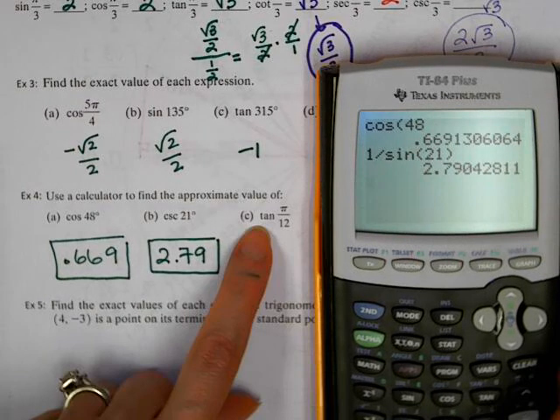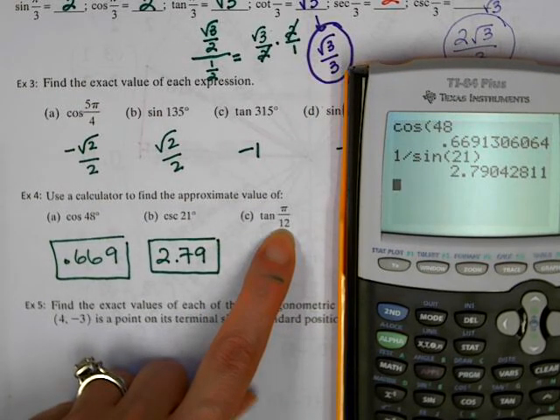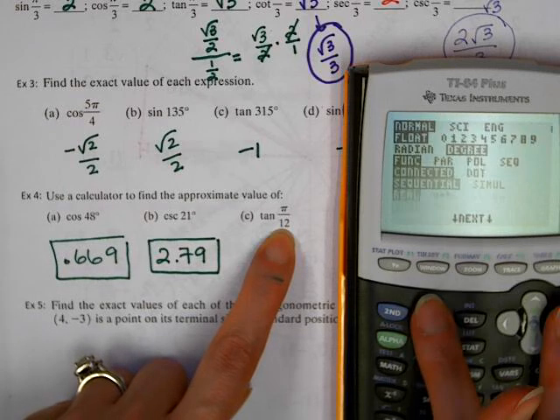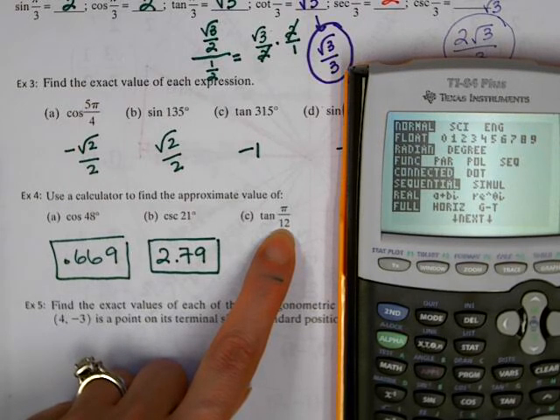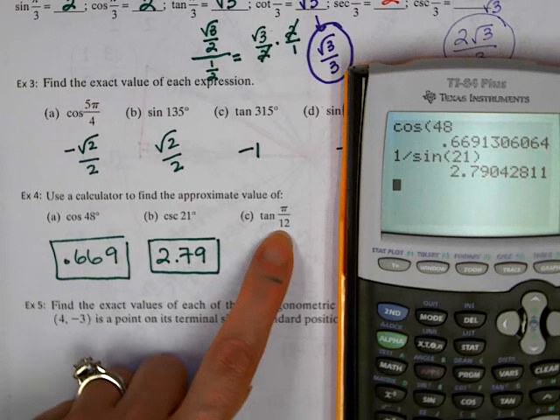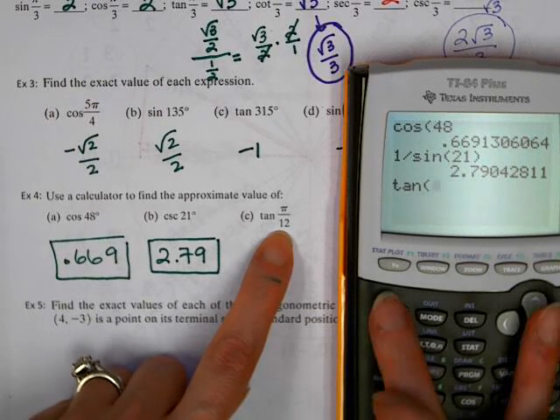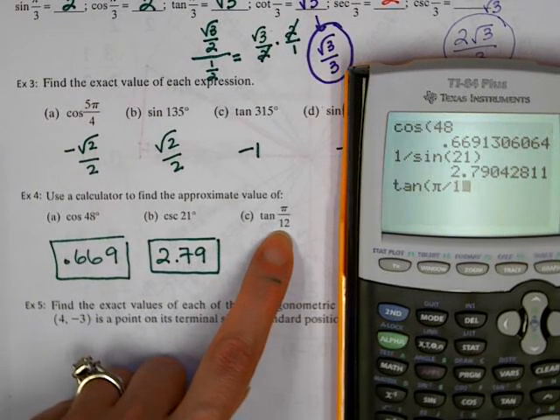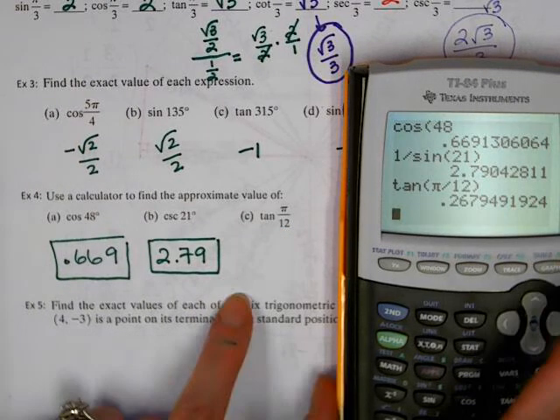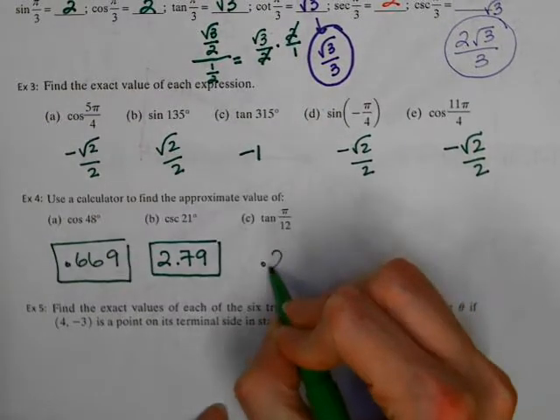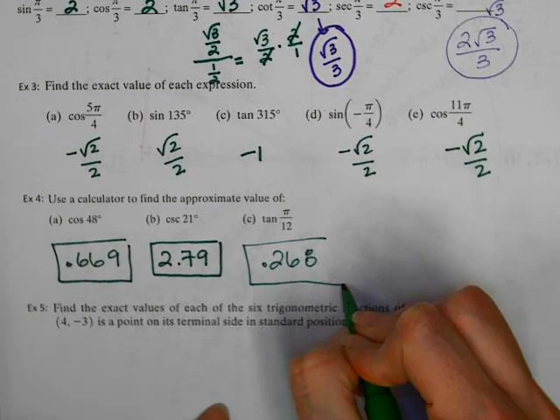Now look at letter C. This is in radian form. So we want to go to mode and make sure we're in radian mode. Okay, then hit clear, and now we can type this in. Tan of pi over 12. And as a decimal, that's 0.268, we'll call it. Done.